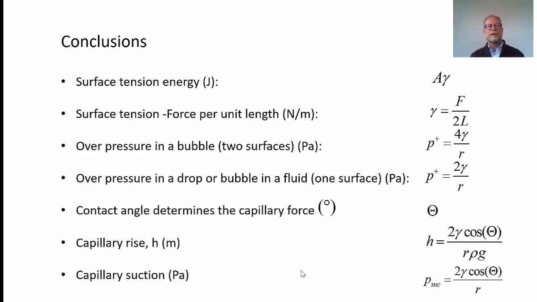So, some conclusions or summary. We have looked at the surface tension energy and found that it is equal to the area times gamma, where gamma is the surface tension. It can be interpreted as a force per unit length. Newton per meter is the unit. We have seen that there is overpressure in a bubble with two surfaces, and we're also seeing that there is an overpressure in a drop or bubble in fluid.